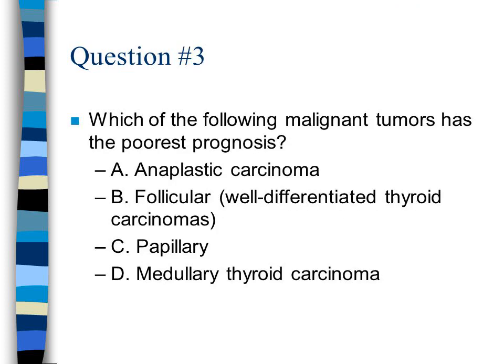Question number 3. Which of the following malignant tumors has the poorest prognosis? A. Anaplastic carcinoma. B. Follicular, well-differentiated thyroid carcinomas. C. Papillary. D. Medullary thyroid carcinoma.